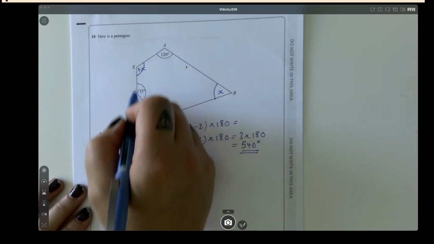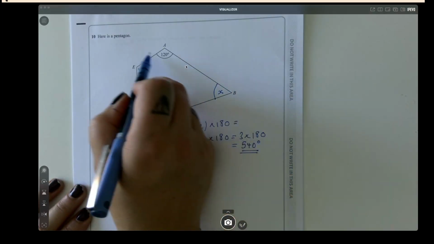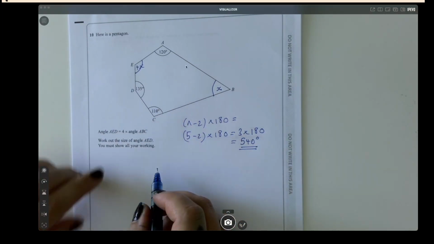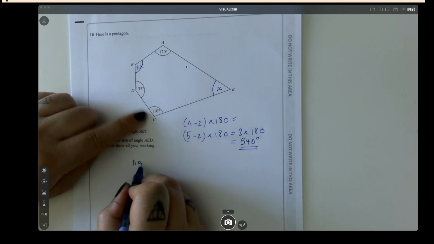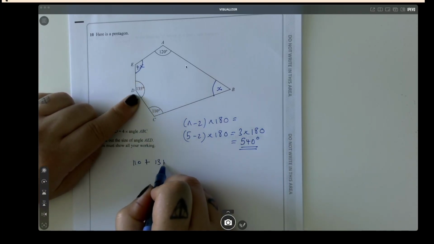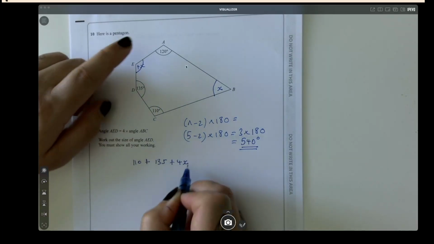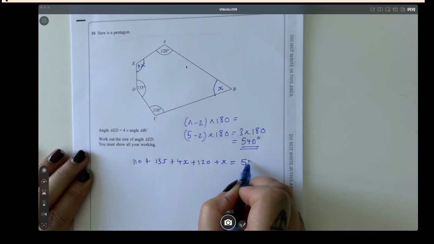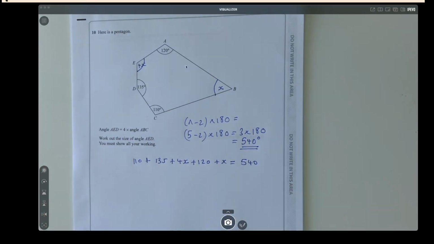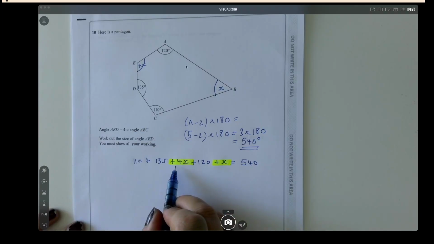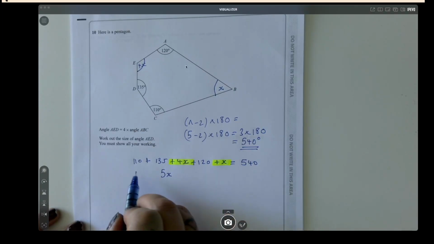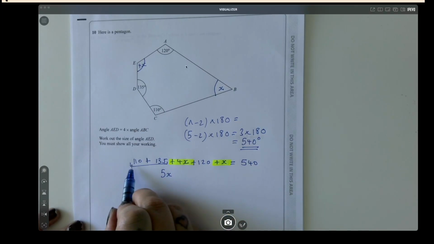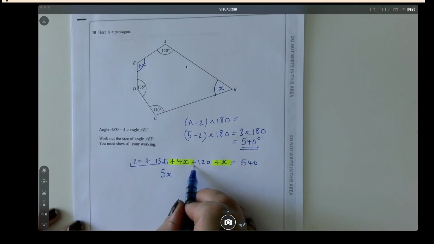So let's form an equation now to solve, knowing that all of these angles should add up to 540. So we have 110 plus 135 plus 4x plus 120 plus x should all equal 540. Positive 4x add x. Remember, collecting like terms, it's the signs in front that are important. Positive 4x add x is 5x. 110 plus 135, that's 245.